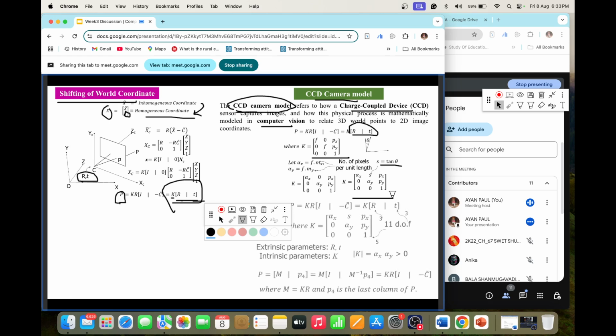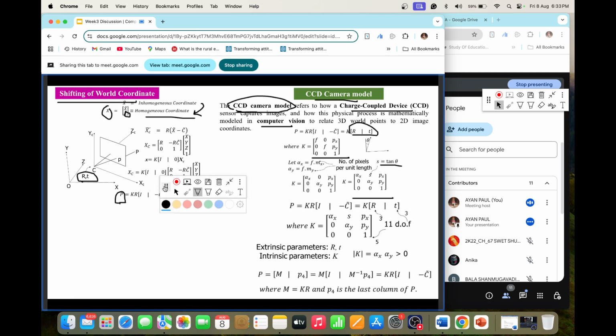Now the most important thing is the projection matrix P. This is our main concern, because this matrix transforms our real coordinate in 3D space to the image point. So this is our main focus, a very important matrix, the P matrix. So let's see some of the characteristics of the P matrix. How many degrees of freedom will there be for the P matrix?